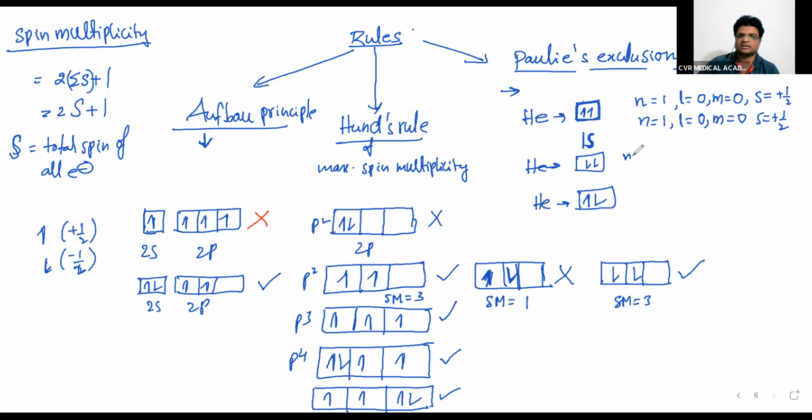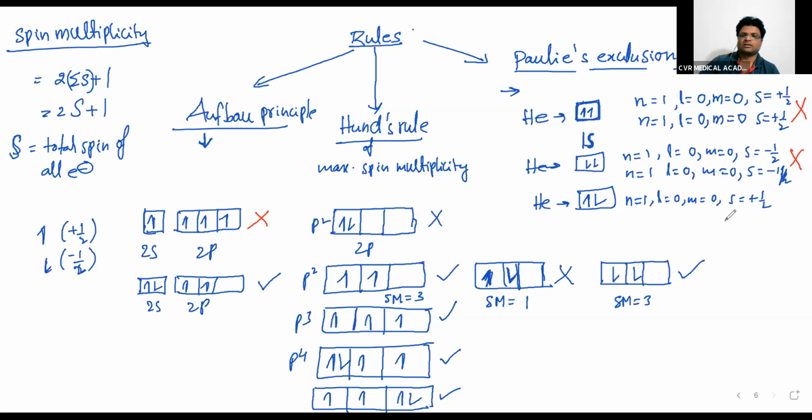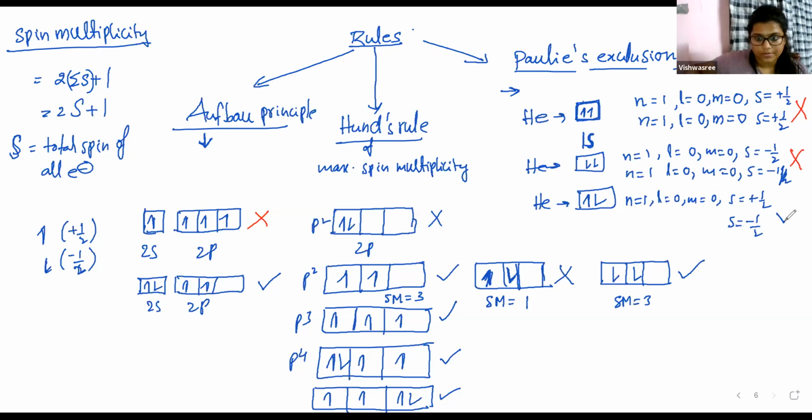Even if I write like this, n is equal to 1, l is equal to 0, m is equal to 0, and s is equal to minus half for both. n is equal to 1, l is equal to 0, m is equal to 0, s is equal to minus half. Okay. So this is also incorrect. Same set of 4 quantum numbers. But if you write like this, they will have different spin quantum numbers. n equal to 1, l equal to 0, m is equal to 0, s is equal to plus half for one, s is equal to minus half for the other, which is correct.